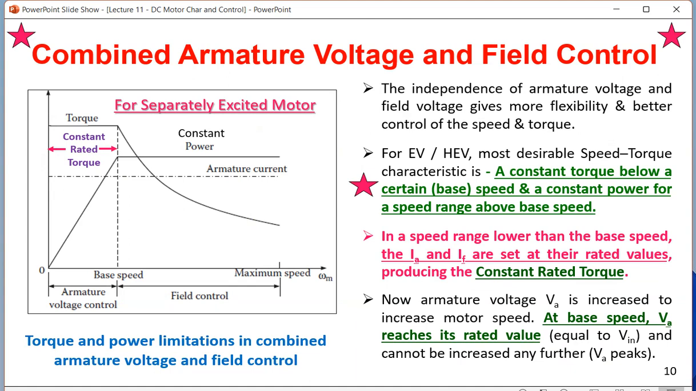So from the graph I am explaining, you have to understand these two parts. The first part is constant rated torque. In this case we change only the armature part. That means we might add resistance or subtract resistance from the armature circuit, and generally it is a self-excited system.